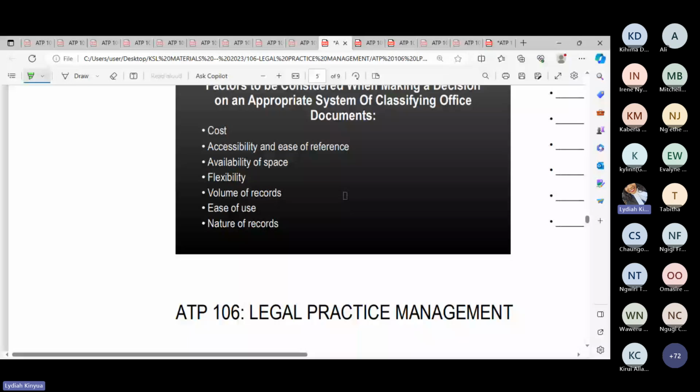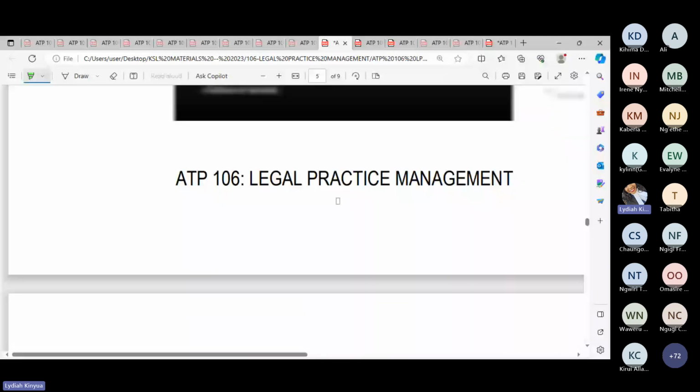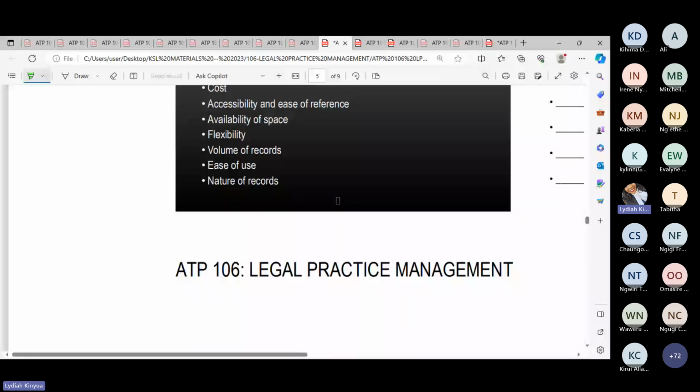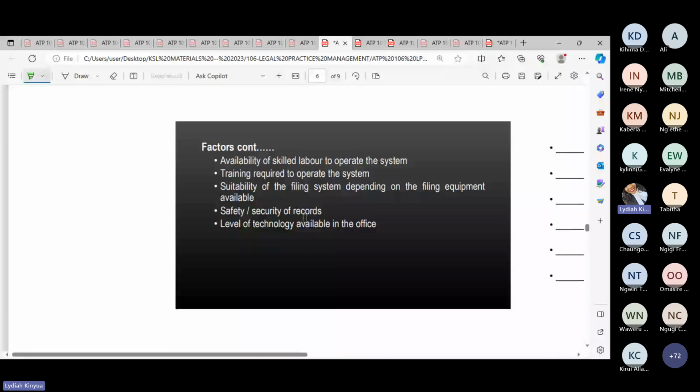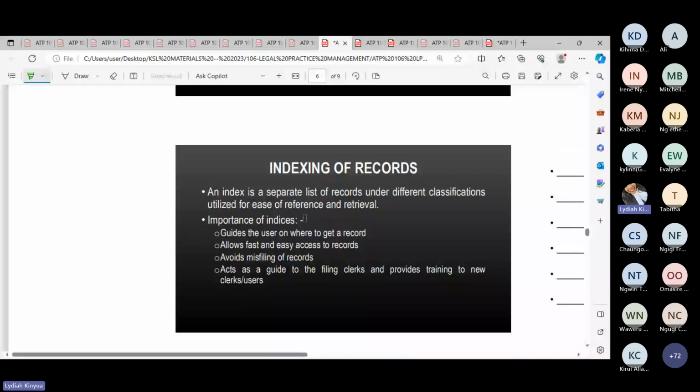We are not going to belabor the point on factors to consider when making an appropriate system. These points are the same: cost, flexibility, availability of space. We discussed types of indices because I want us to be out of here at least by 10:55. So, indexing of records. There are some types of indices.